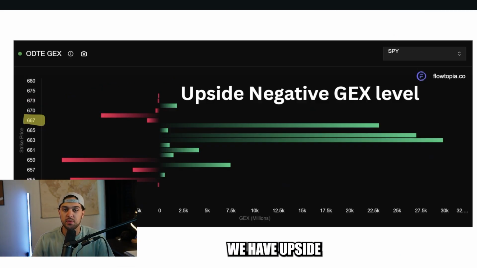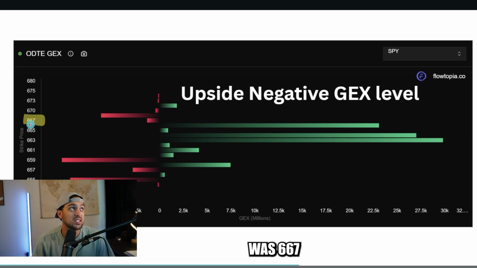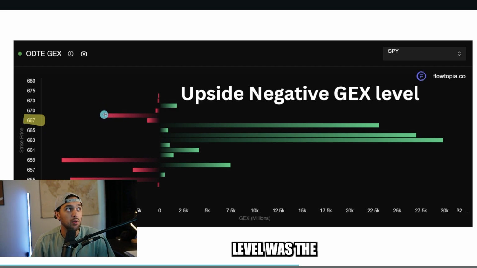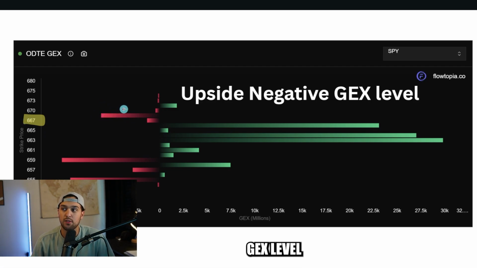Now that we have upside positive GEX levels, we can use these as price targets. The reason why is because the market makers and institutions are trying to pull price to that level. In this case, that level was 667 and 668. You can see the 668 level was the biggest upside GEX level. I'm not looking at downside levels because wave is bullish. We're breaking out to the upside of the orb.